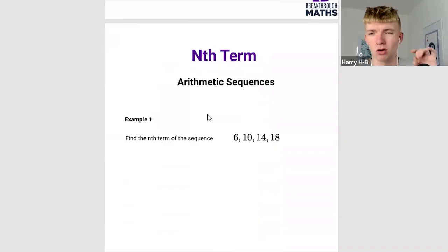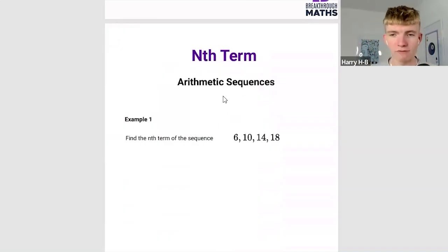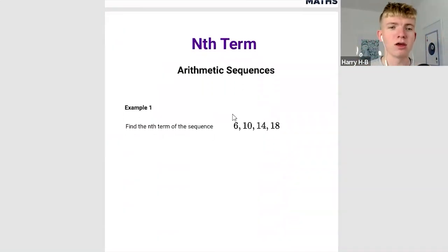Okay, starting off with nth term. All right, and this is something that will come up in every single GCSE. I can't remember the last time it didn't come up. That goes with every single one of these topics. So you have to get these locked in. You need to know these.